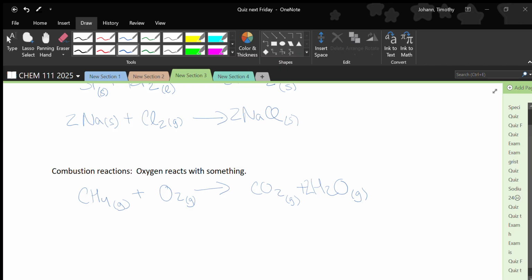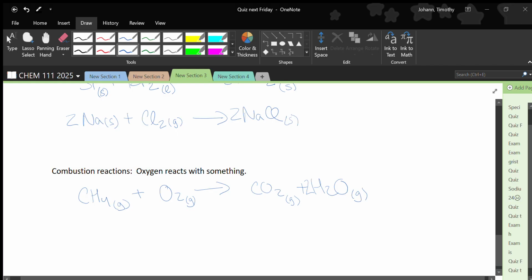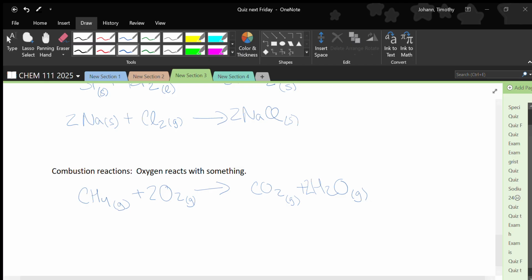But I've got 2 oxygens here, right? 2 times 1, 2. I've got 1 times 2, 2 here. I've got 4 oxygens on this side. I don't have to use one of those dreaded something over 2 things, because I have an even number of oxygens over here. 2 oxygens, 4 oxygens, it's balanced. Okay?